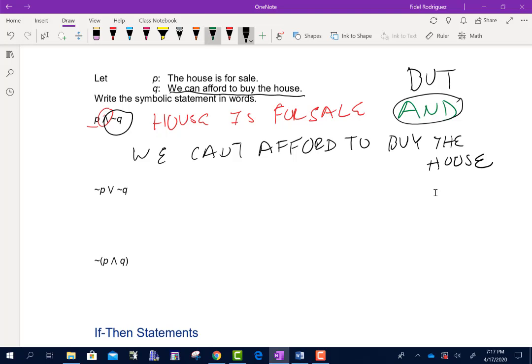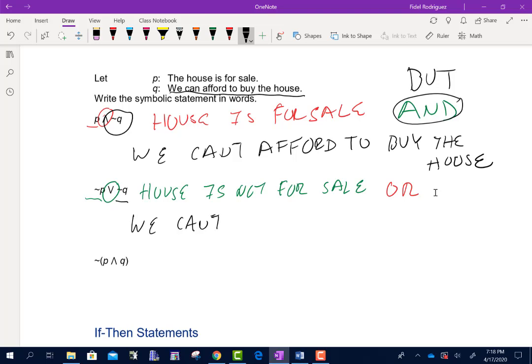All right, let me go through the next one. Look what we have here, not P. So if P is the house is for sale, I'm going to say the house is not for sale. Okay, that little down arrow means or, not Q. Q is we can afford to buy the house. Again, we can't afford the house, right? Or to buy the house.